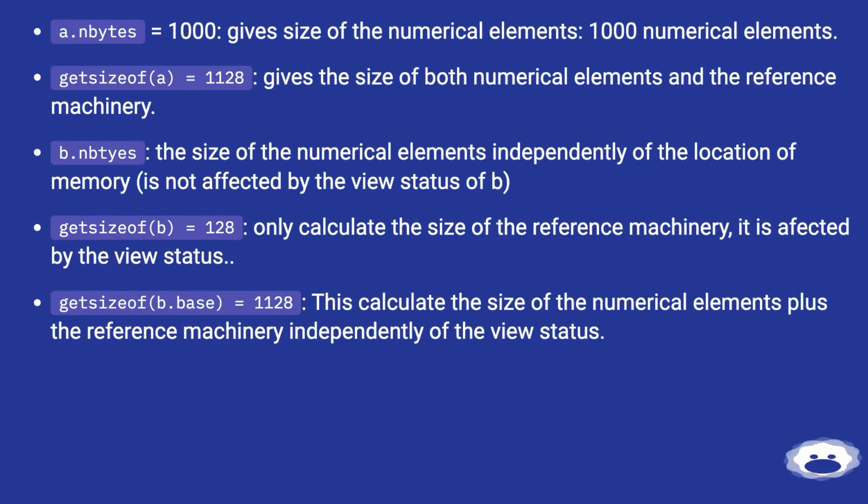b.nbytes, the size of the numerical elements, is not affected by the view status of b. getsizeof(b) equals 128. It only calculates the size of the reference machinery, and it is affected by the view status. getsizeof(b.base) equals 1128. This calculates the size of the numerical elements plus the reference machinery independently of the view status.